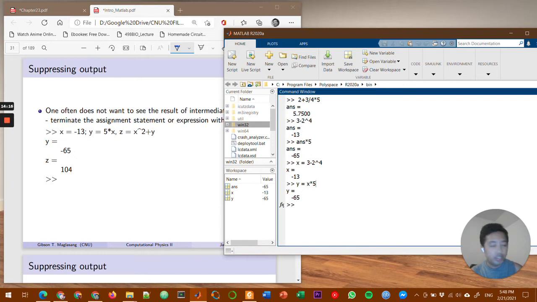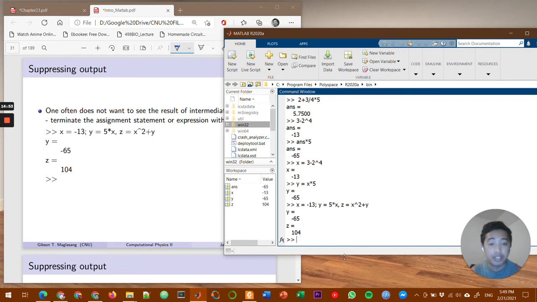Semicolon. So if we do that, x equals negative 13, semicolon. So take note that several statements can be used in one line, separated by semicolon or comma. Y equals 5 times x, comma, I have z equals x squared plus y. Then if I hit enter, I get y equals negative 65 and z equals 104.